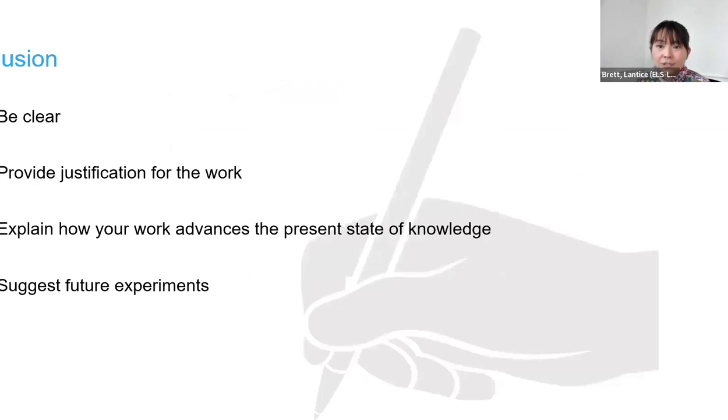The conclusion is used to show how your work advances the field of study. Be clear in the conclusion, which will help the reviewer and editor judge your work and its impact. Provide clear justifications for the work you did and how your work advances the field. And this can be achieved by indicating uses, extensions, or applications of the work. Suggest future experiments that build on your work and point out any relevant experiments that may already be underway.